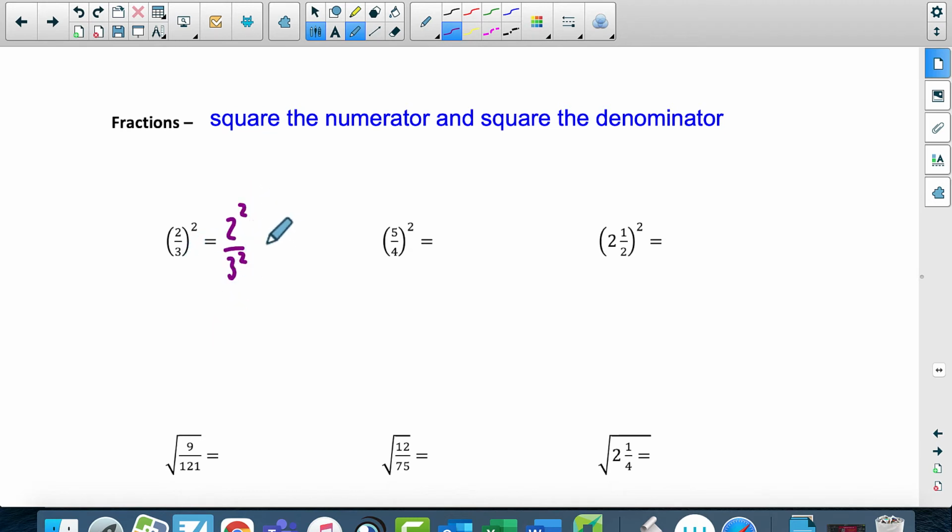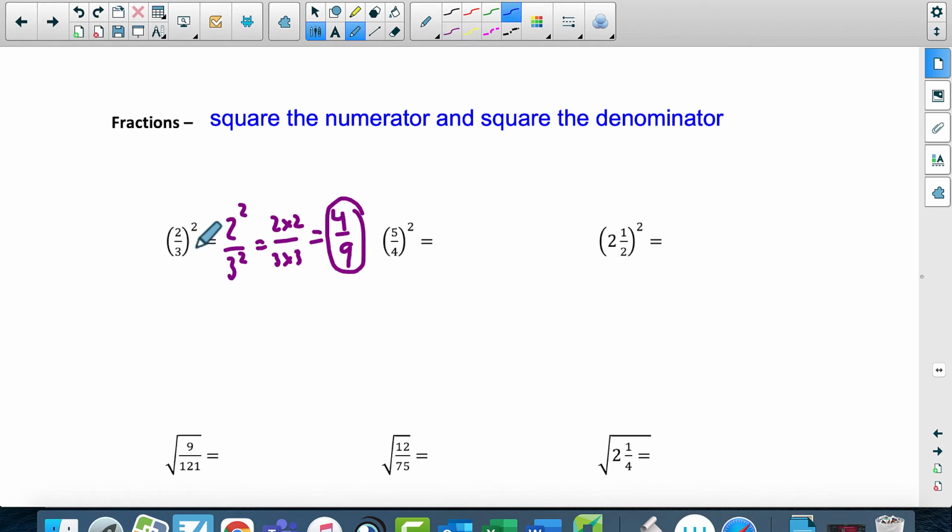So what does 2 squared mean? It means 2 times 2. And what does 3 squared mean? It means 3 times 3. And now we can finally get our answer. 2 times 2 is 4, and 3 times 3 is 9. Of course, once you've done a few, you don't need to write all this out. You could just put the answer, like that.